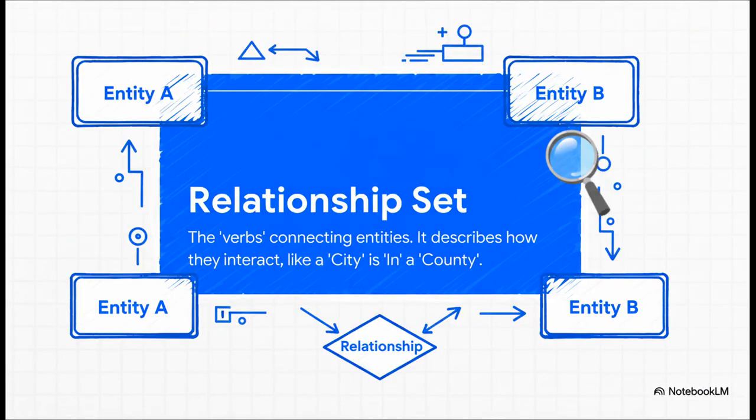But of course, just having a list of nouns isn't all that useful on its own. We need to show how they all connect to each other, and that's where relationships come in. If entities are the nouns, relationships are the verbs of our data sentence. They describe how these things interact. For example, a city is in a county. See? A verb connecting two nouns.